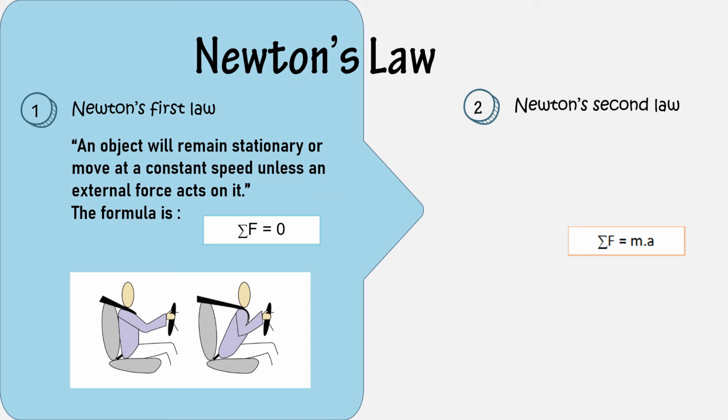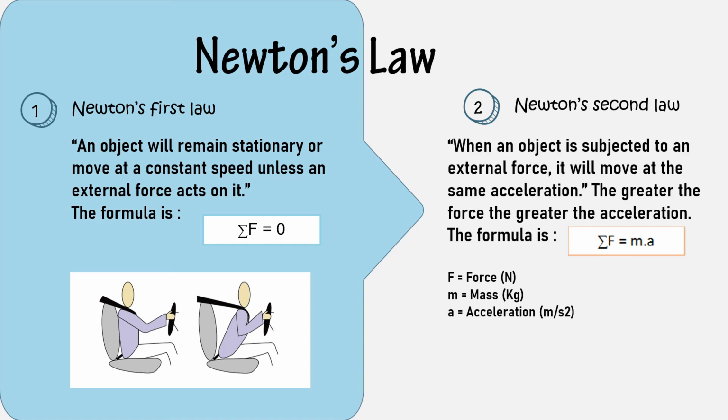And the second, Newton's second law, states that when an object is subjected to an external force, it will move at the same acceleration. The greater the force, the greater the acceleration. The formula is sigma F equal to m times a, where F is force, m is mass, and a is acceleration.